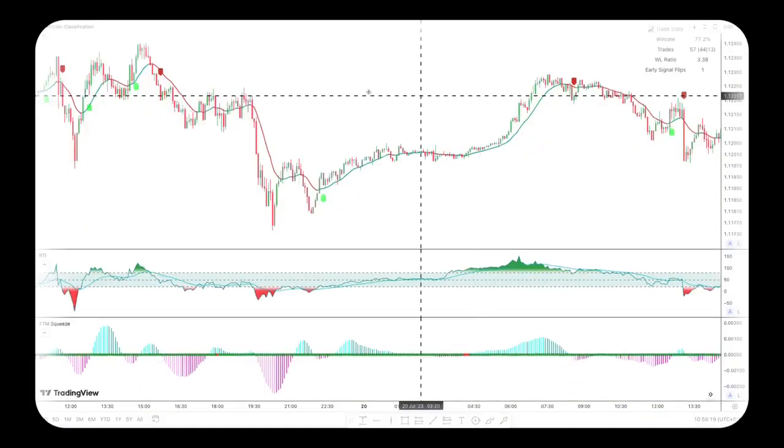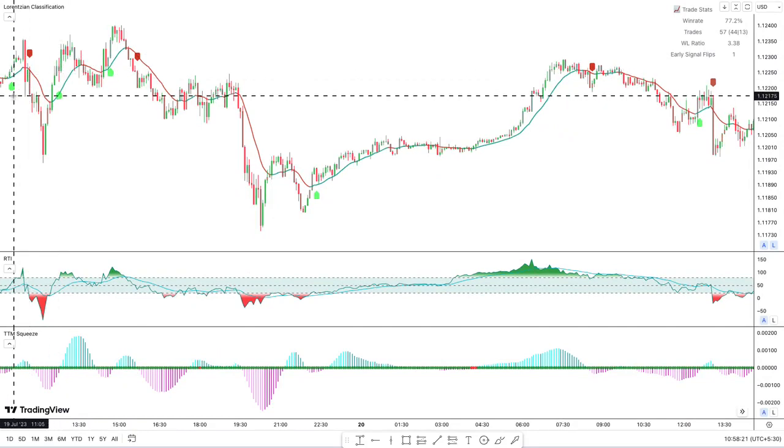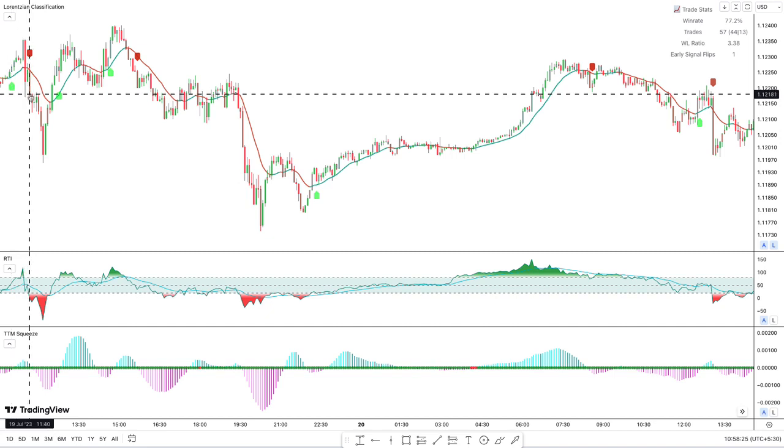Moving on to another chart here, we got a buy signal and RTI is above 80 but not confirmed by TTM Squeeze. So we don't enter any long position here at this point. Moving on the chart here, we got a sell signal and RTI below 20 but not confirmed by TTM Squeeze. So we don't enter any short position here at this point.